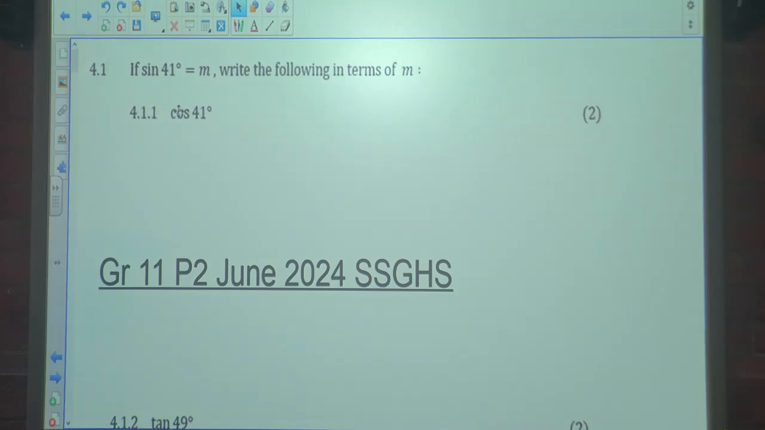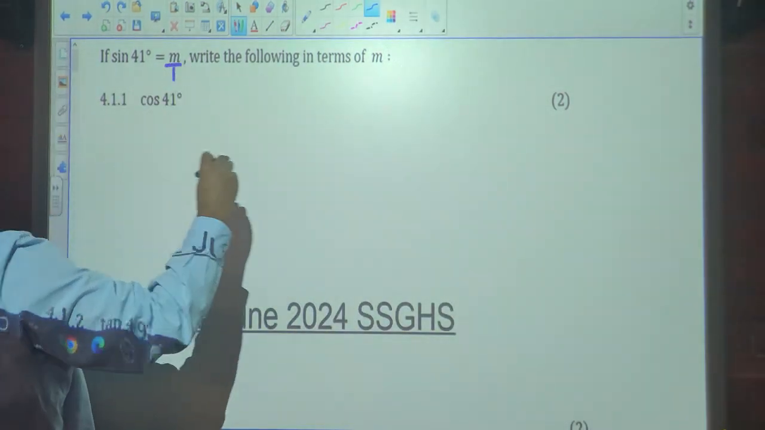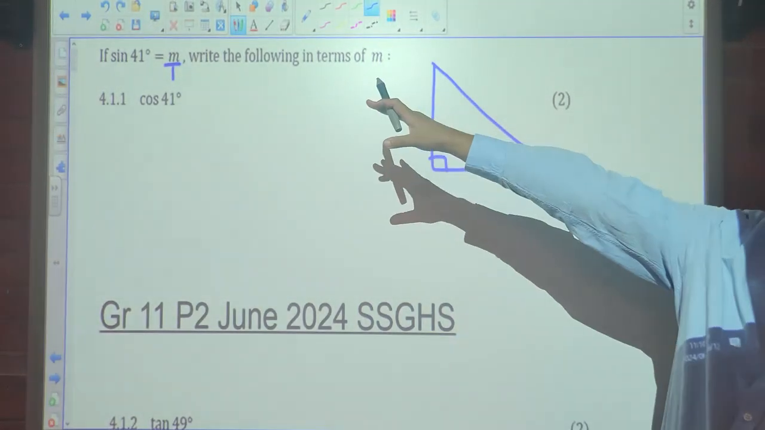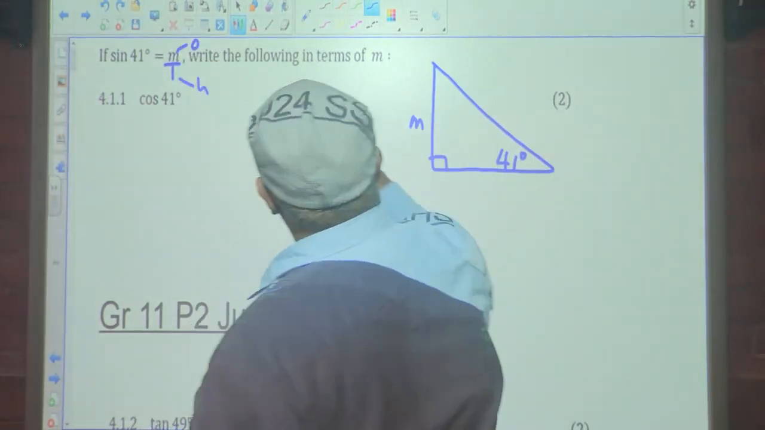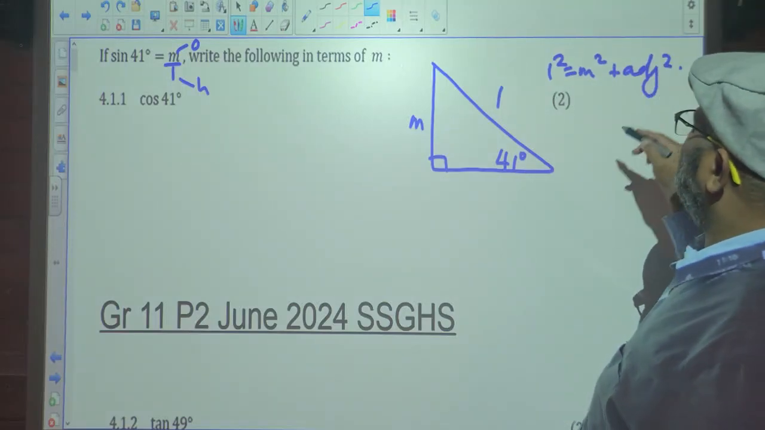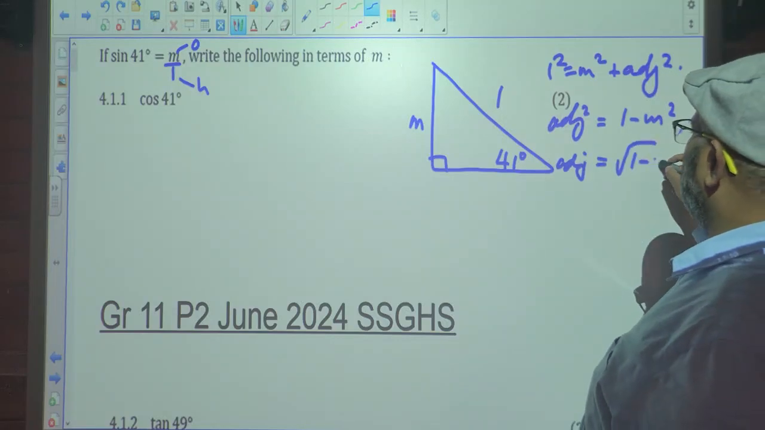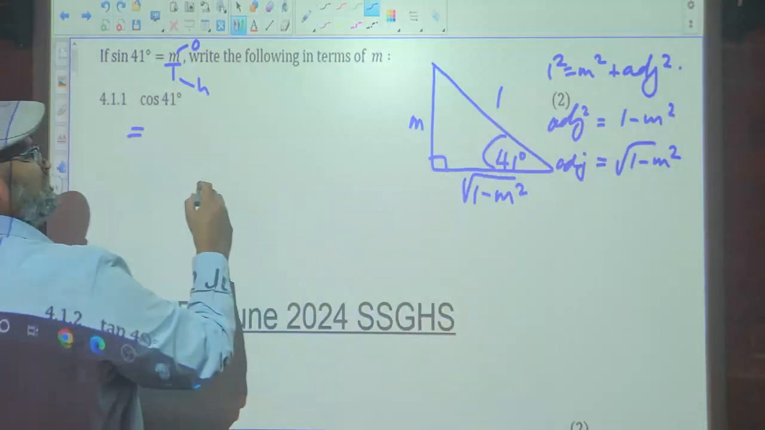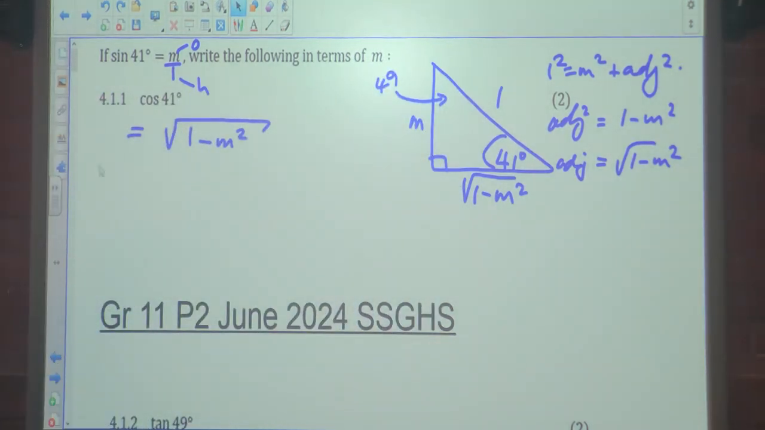Question 4. So here we are told if sine of 41 is equal to m, write the following in terms of m. So sine stands for opposite over hypotenuse. I don't have to draw this on the CAST diagram or on the Cartesian plane because this is in the first quadrant anyway, so that's my reference angle there. Sine is opposite over hypotenuse, so O is m, and H is 1. I apply Pythagoras: 1 squared is equal to m squared plus your adjacent side squared. So your adjacent side squared is equal to 1 minus m squared, and the square root thereof is the square root of 1 minus m squared. Okay, so cos of 41 is adjacent over hypotenuse, so it's the square root of 1 minus m squared. Remember, this angle is 49. Why? Sum of angles in a triangle.